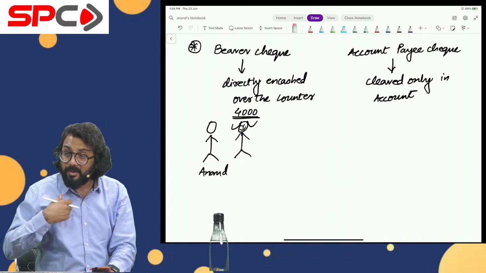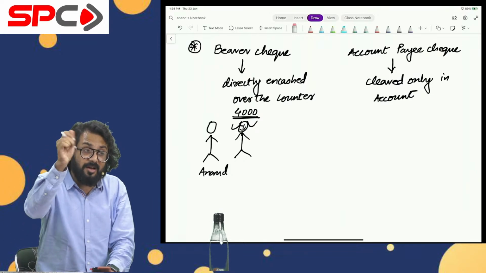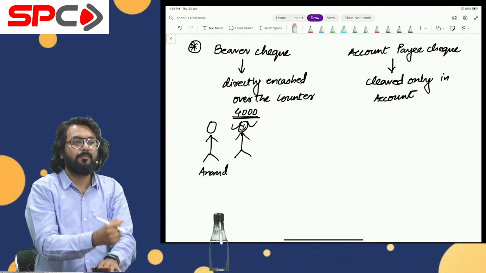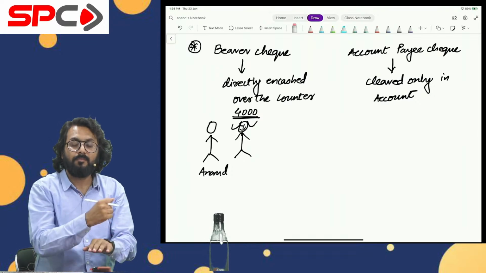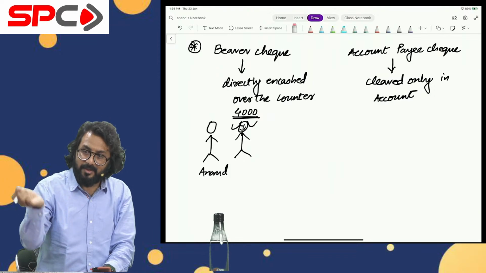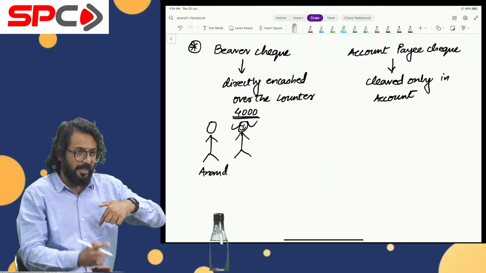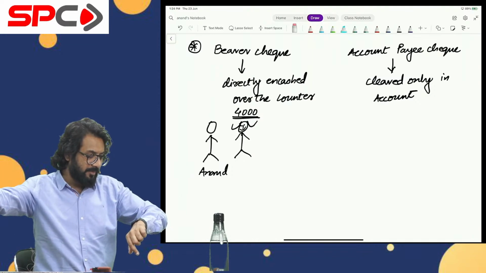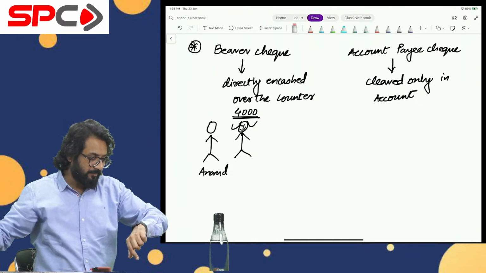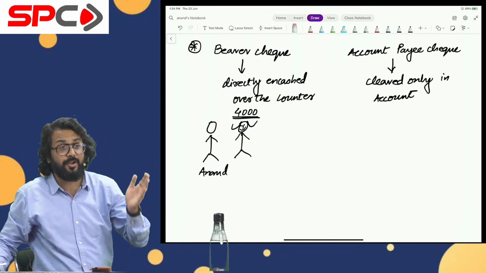So what am I doing? I am not giving her cash. I am endorsing a check in her favor. What am I doing? I am endorsing a check in her favor. So I am saying to the bank, rather than paying Anand, you pay her. Say yes. Everyone is clear with this? So this is endorsement.